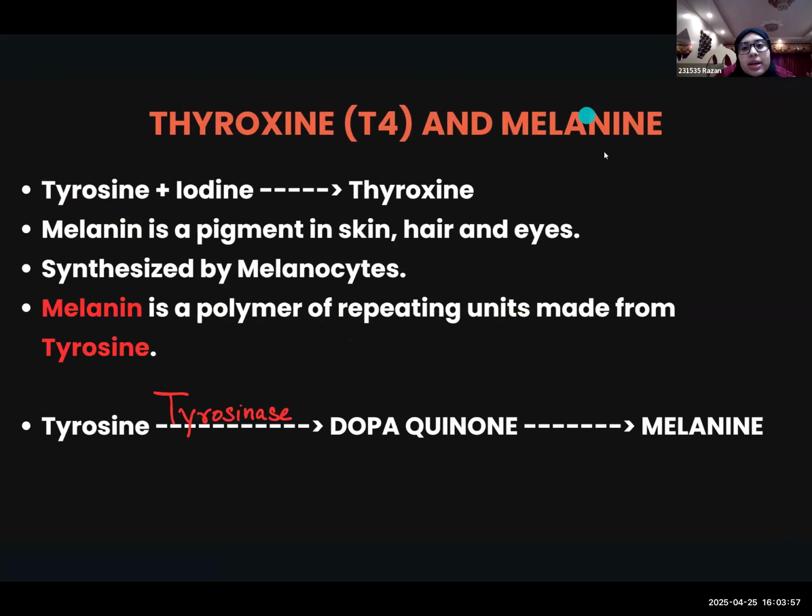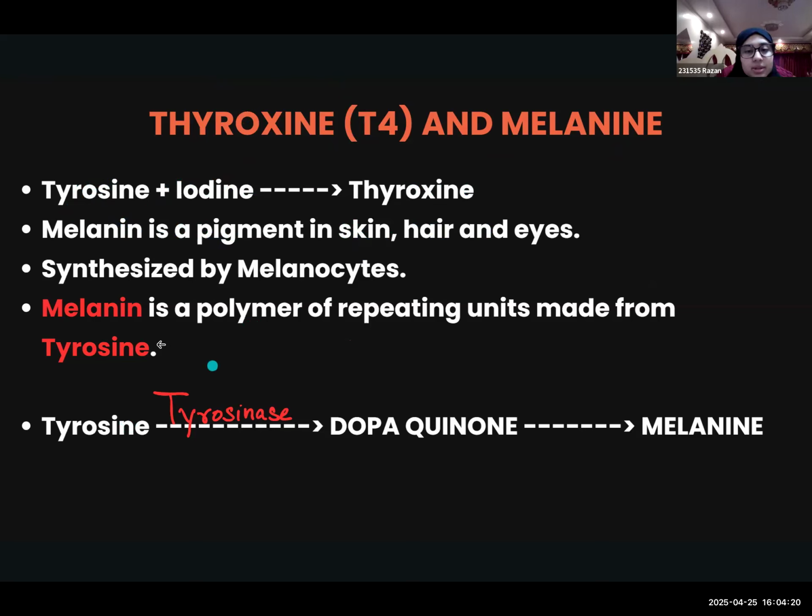Then we have thyroxine and melanin. We also get thyroxine from tyrosine. So tyrosine, in addition to iodine, you're going to get thyroxine, which is T4. Melanin, as we said, is the pigment for skin, hair, and eyes. We get melanin from melanocytes, and melanin is a polymer of tyrosine.